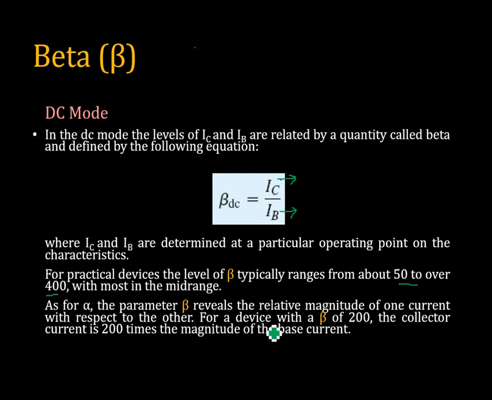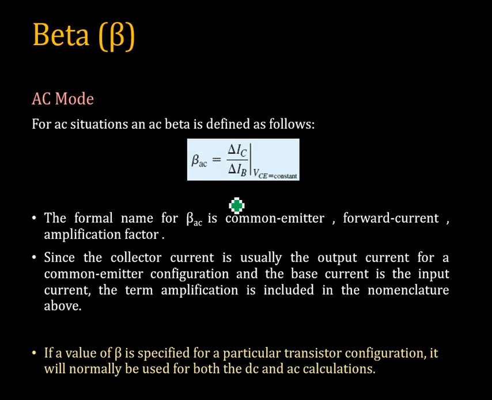As with alpha, beta reveals the relative magnitude of one current with respect to the other. So the important point you have to note here is that common emitter configuration has high current gain. The output to input current ratio is higher than common base configuration. Now in AC mode, beta AC is given by delta IC by delta IB, keeping VCE constant. So at a constant VCE, you note the change in collector current to change in base current, and you will get the beta AC value.